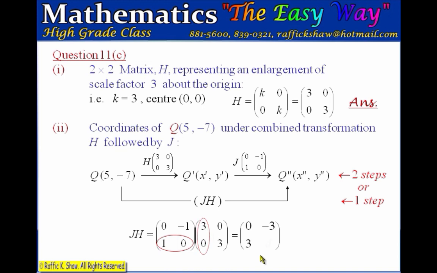And then this fourth element D is obtained by multiplying this row by this column. And so it is 1 multiplied by 0 plus 0 multiplied by 3. 1 multiplied by 0 is 0, and 0 multiplied by 3 is also 0. And so the element D is 0. And so the single matrix JH is this matrix 0, negative 3, 3, 0. And so this is a matrix which will be used to do this combined transformation in one step. And now we will go down and show the two methods of carrying out this combined transformation.